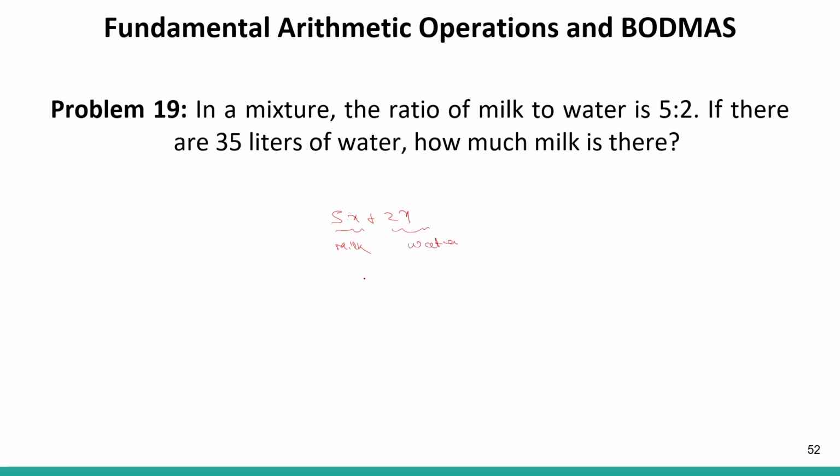So 35 liters of water, 2x is equal to 35. This implies that x is equal to 17.5. So this implies that 5x is equal to 5 into 17.5. The solution will be 5 into 17.5. Okay, thank you.